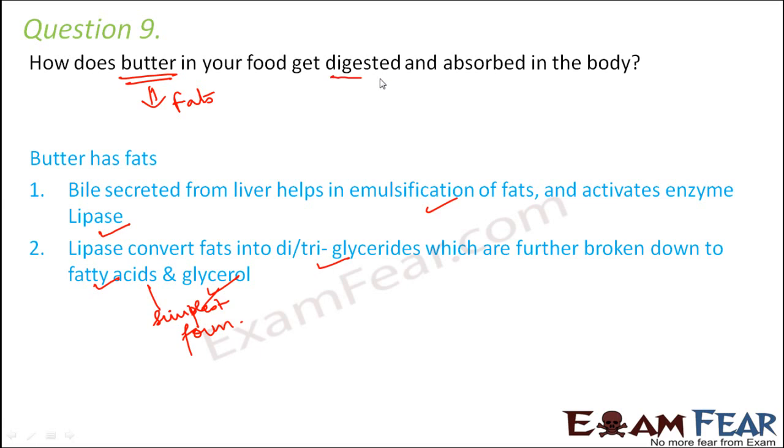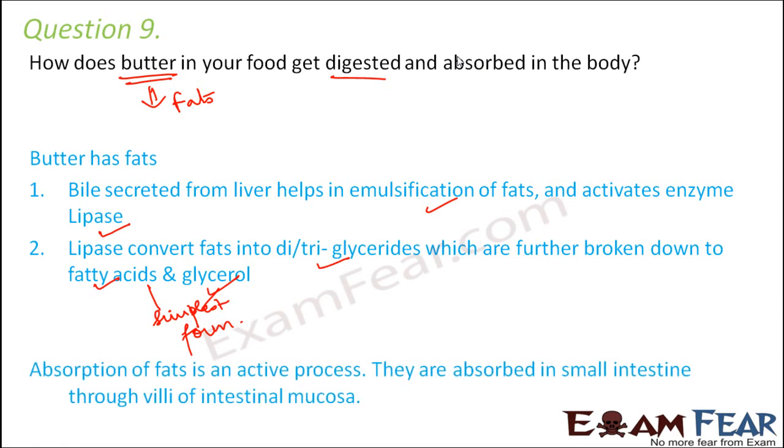So the digestion is over. And how are they absorbed? They are absorbed in the intestine with the help of villi. It is an active process, that is, active transport takes place. They are absorbed through the villi of the intestinal mucosa. Mucosa is the innermost layer of the epithelium.